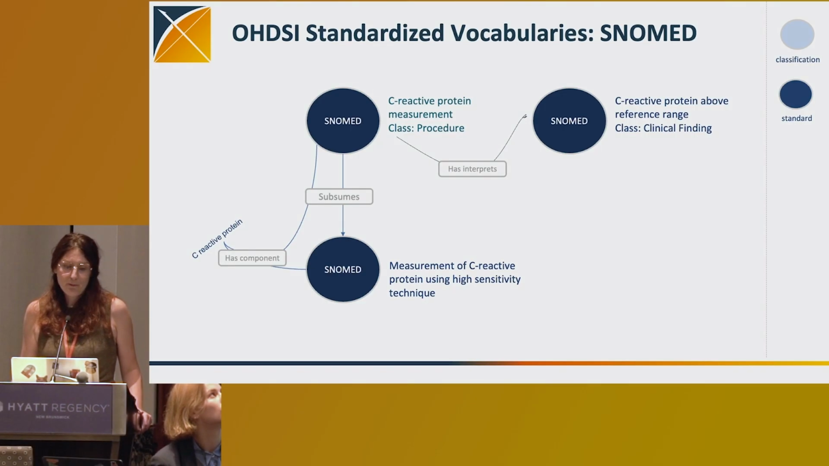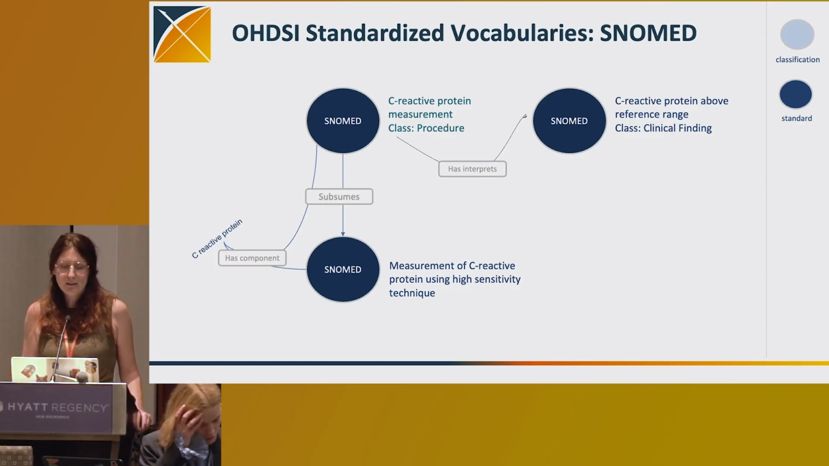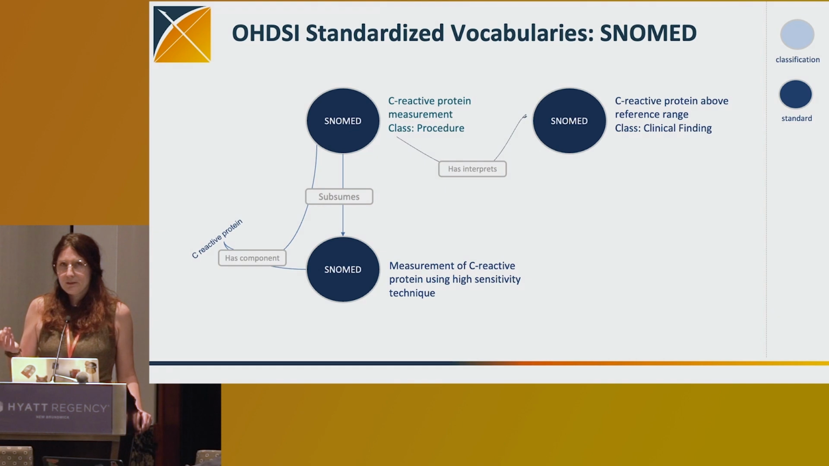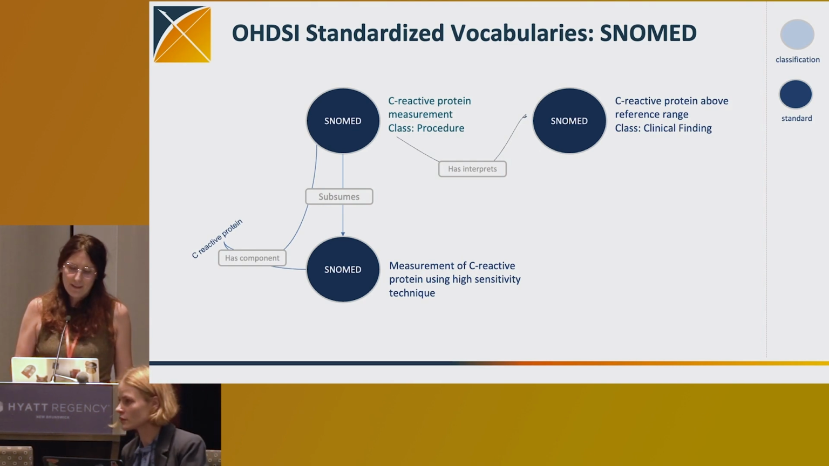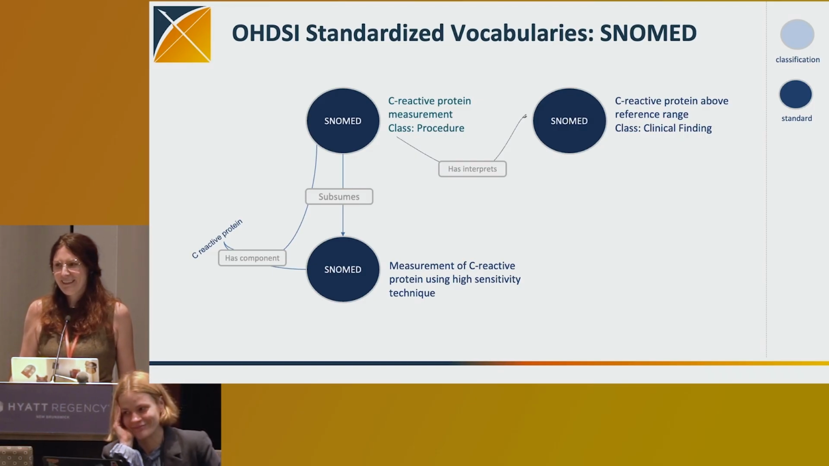For example, if we look at the procedure, for example C-reactive protein measurement in Athena, you will see that it has a relationship "has interprets", which will lead us to the possible results of this procedure. For example, C-reactive protein, flying candies, okay.